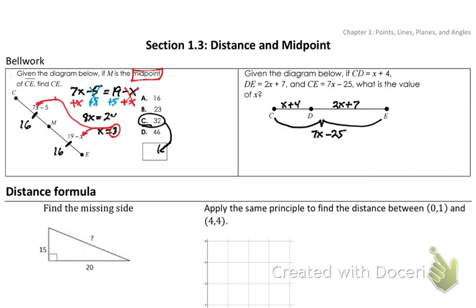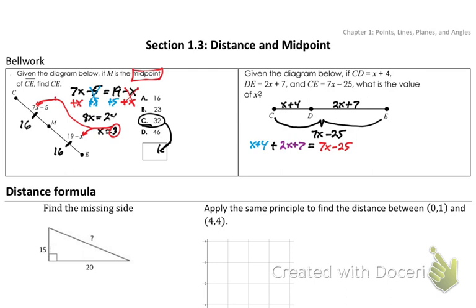That is our equation. So the first part is going to be that x plus 4, plus the second part, which is that 2x plus 7. And that's going to equal the whole length. Let's do that in red. 7x minus 25. I have part plus part equals whole. You definitely need to know how to do that for the quiz. That is definitely one of your questions on there.